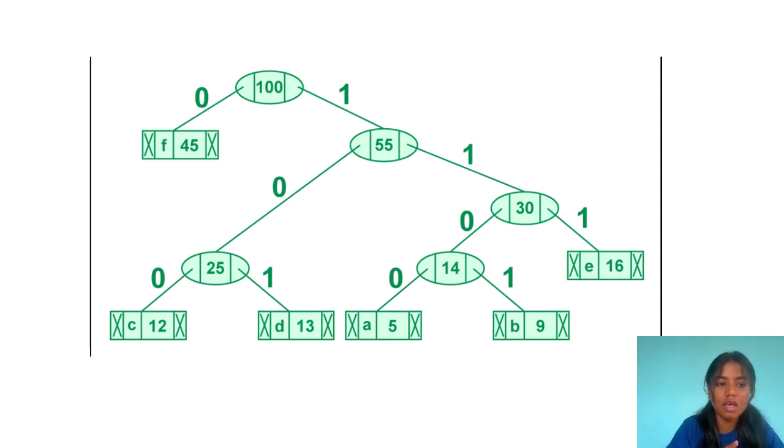Repeat the process. 14 and E is 16, so the new node is 30. Again, C is 12 and D is 13, so the new node is 25. Now combine 25 and 30. The new node is 55. And finally, F is 45 and 55. The root node is 100. This is the actual construction.